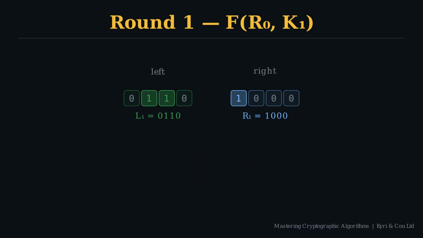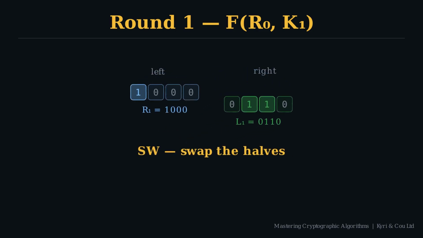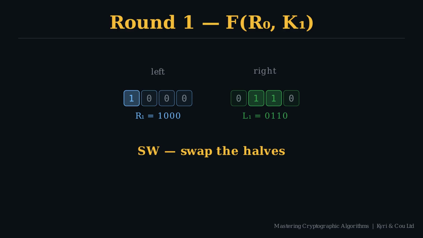That completes round 1. On the left we hold L1, 0110, and on the right R1, 1000. Between the 2 rounds sits the swap step, SW, where the 2 halves simply trade places. So round 2 will see 1000 on the left and 0110 on the right. It's the same machine again, just with new inputs.